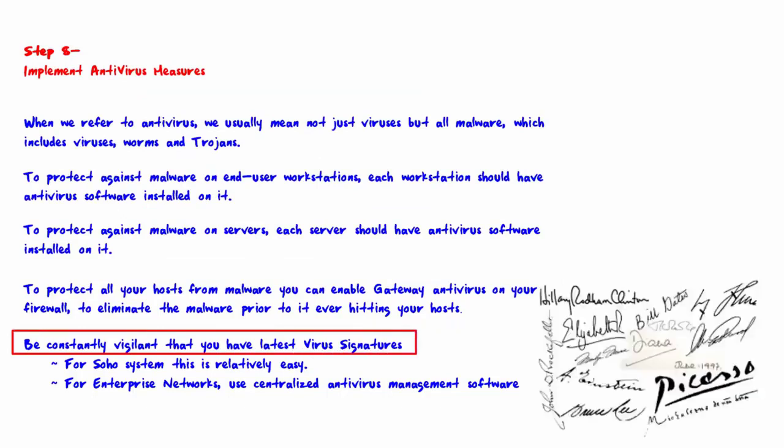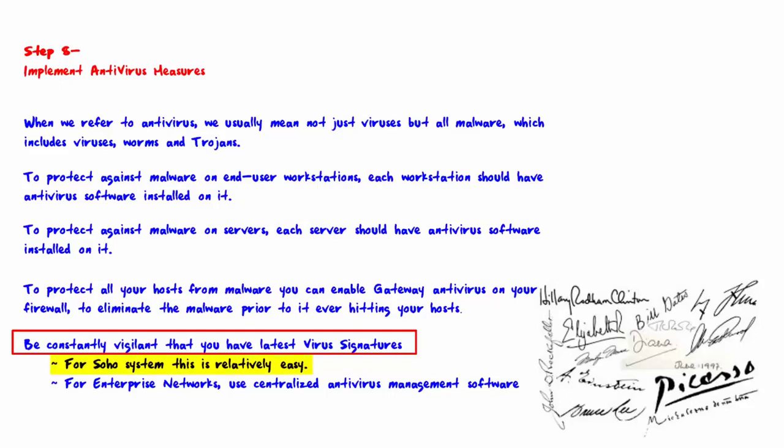Be constantly vigilant that you have the latest virus signatures. Antivirus protection is similar to patch management in that there is new malware discovered daily, and antivirus vendors push new antivirus signatures daily to defend against a specific piece of malware. So it is not enough to simply have antivirus software installed on a host, but the host also needs to have the latest signatures on it to defend against the latest malware.